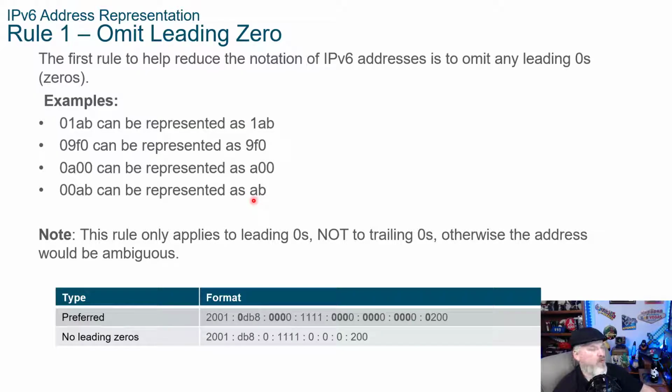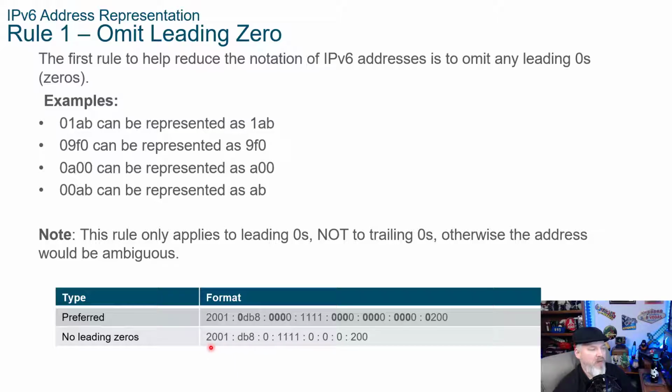That's why we have that rule, so you know what it is. The rule only applies to leading zeros, not to trailing zeros. Otherwise, the address would be what we call ambiguous. We wouldn't know where the zeros go. So this is a preferred method here down at the bottom, and this is a no leading zeros.